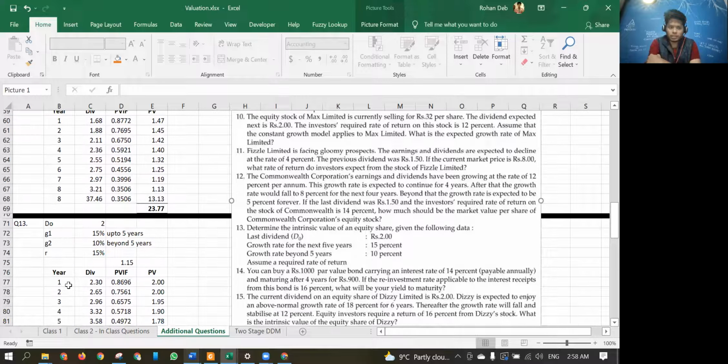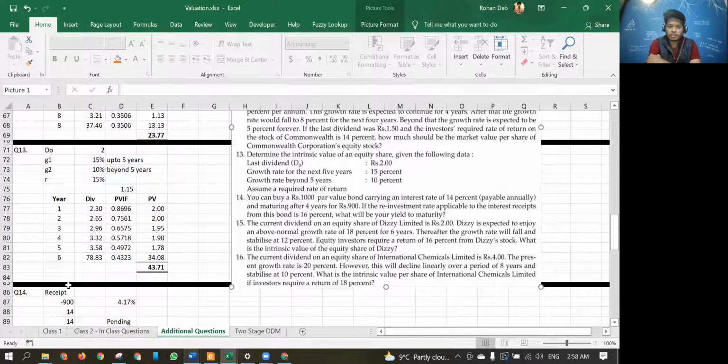Okay. So question number 13 you can try, because this is based on the two-stage DDM, because there are two growth rates, one up to 5 years and then next one is beyond 5 years. So I think this one you can try very easily.